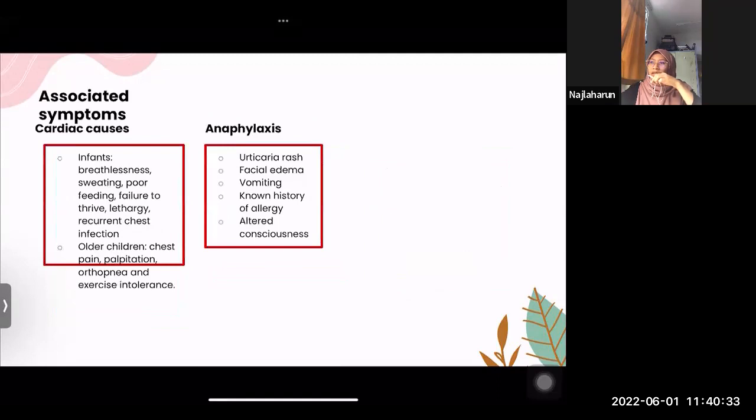Next, other than that, we need to rule out cardiac causes. The presentation is different in infants. They more commonly present with breathlessness, sweating, poor feeding, failure to thrive, lethargy, and recurrent chest infection. In older children, they are more likely to present with chest pain, palpitation, orthopnea, and exercise intolerance. We also need to exclude anaphylaxis: ask if the patient comes with shortness of breath, does it come with a rash, any facial edema, any history of vomiting, any known history of allergy, and does the patient have altered consciousness.